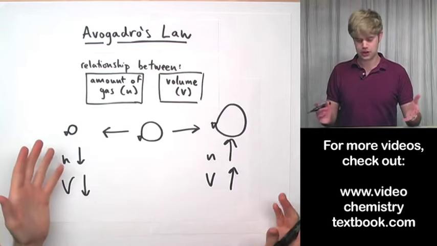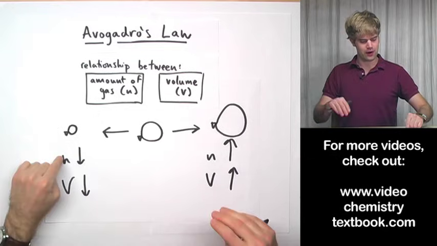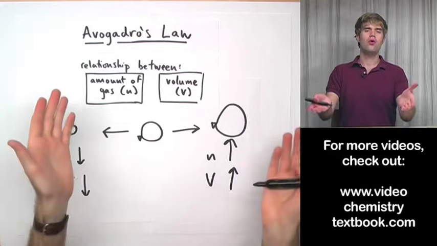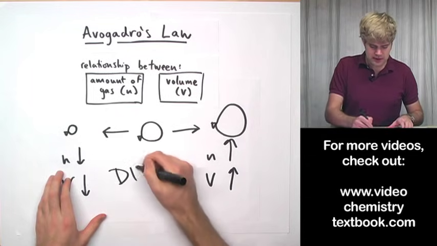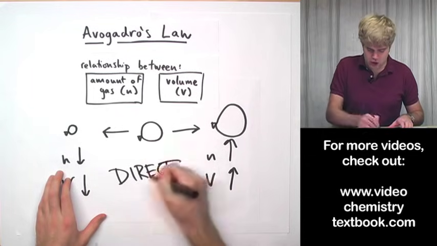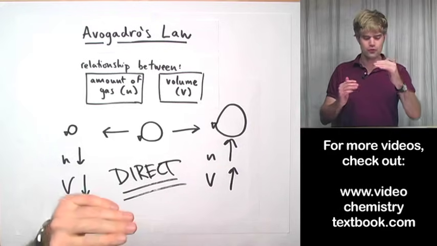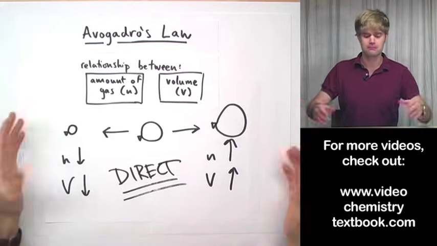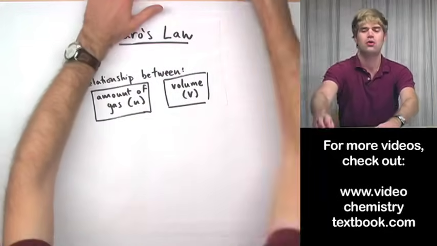So here's a relationship. When one of them goes up, the other goes up. When one of them goes down, the other goes down. What's this kind of a relationship called? You may already know. This is what we call a direct relationship. It's when two variables move in the same direction. And we can show this relationship with a graph here.